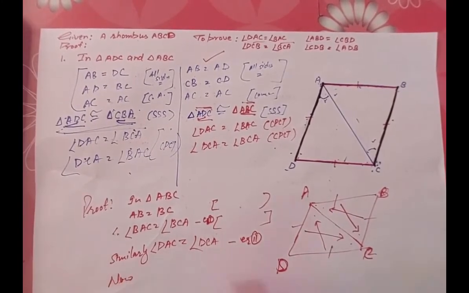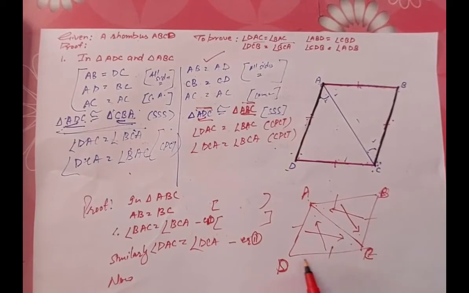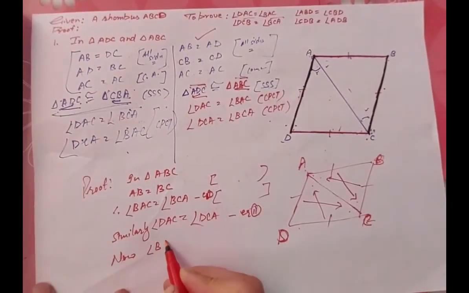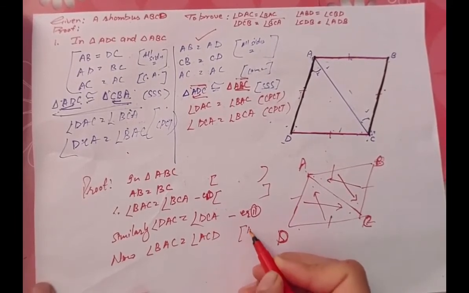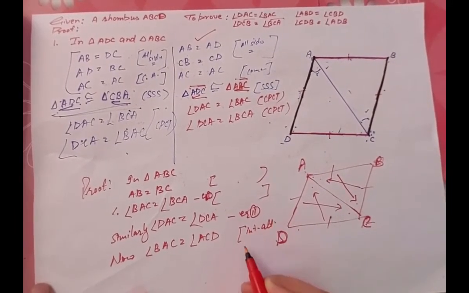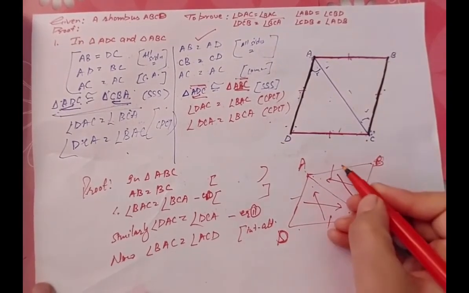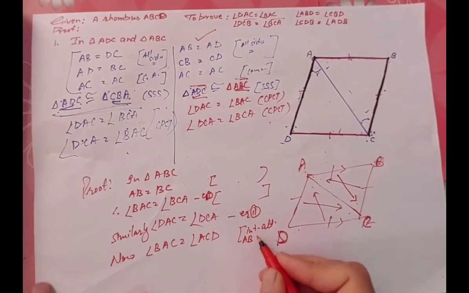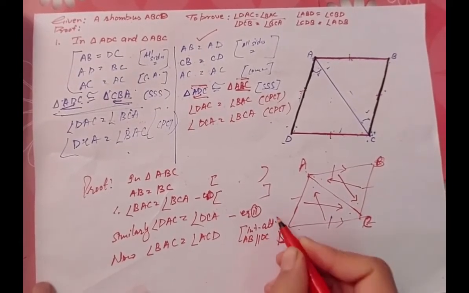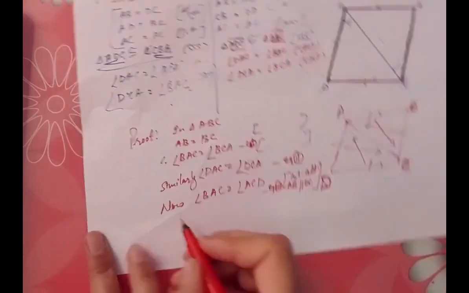Now BAC is also equal to ACD. Reason: interior alternate angles, but interior alternate angles are not always equal. Okay, but here they will be equal because AB is parallel to DC, because all rhombuses are parallelograms. Okay, now how do you write it?